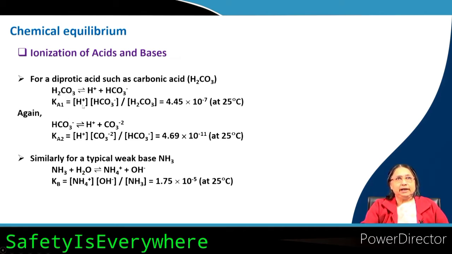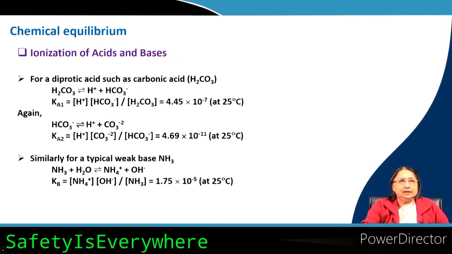Now, for the first dissociation of this carbonic acid, we can see the value here, it is a very weak acid. If we know the pKa value, which is the minus log of K, then we will see it is just below 7. And from this pKa value we can easily tell that it is a very weak acid.